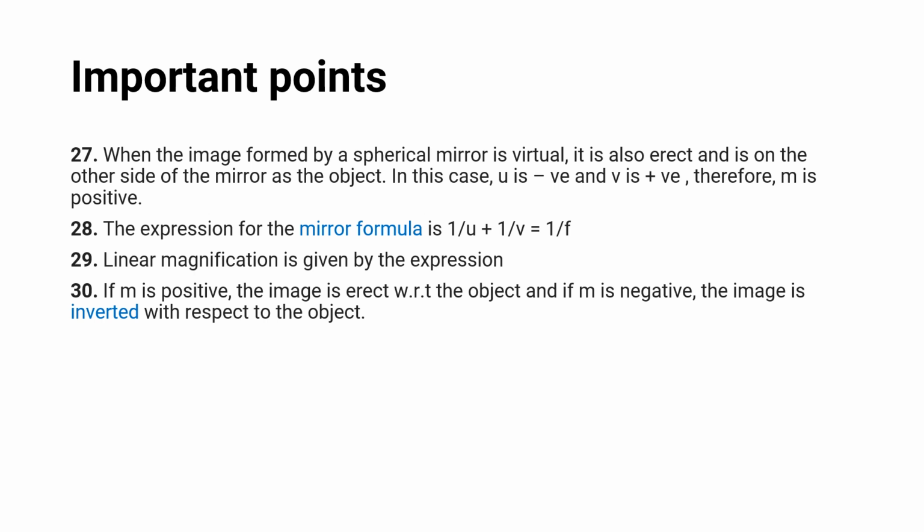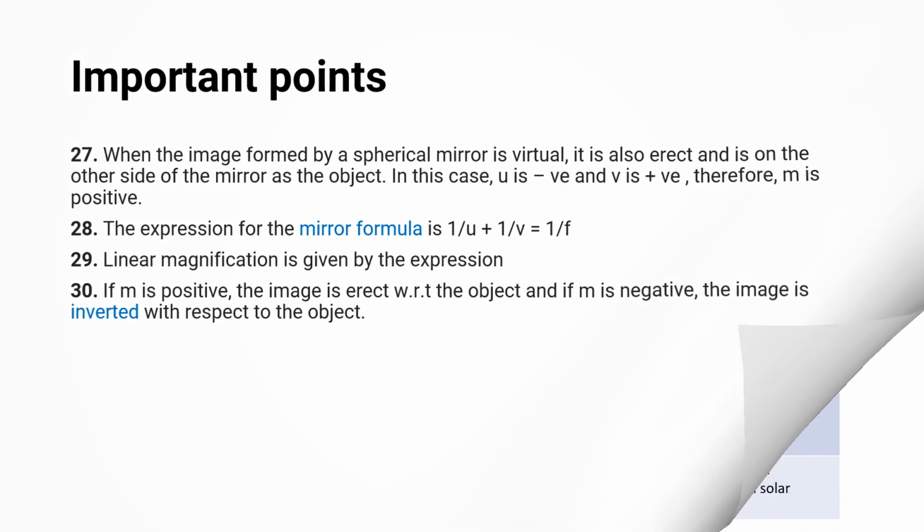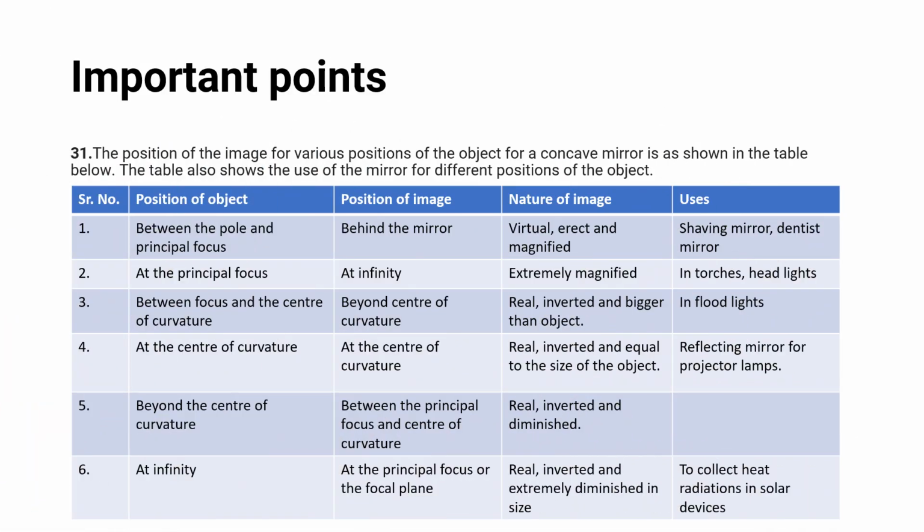Linear magnification is given by the expression. If M is positive, the image is erect with respect to the object, and if M is negative, the image is inverted with respect to the object. The position of the image for various positions of the object for a concave mirror is as shown in this table below. The table also shows the use of the mirror for different positions of the object.